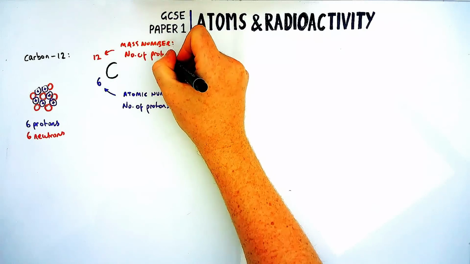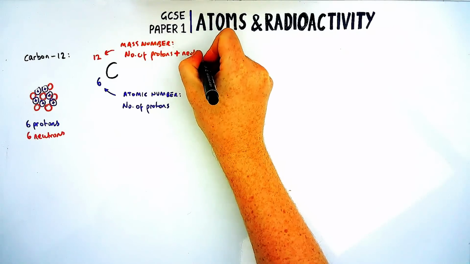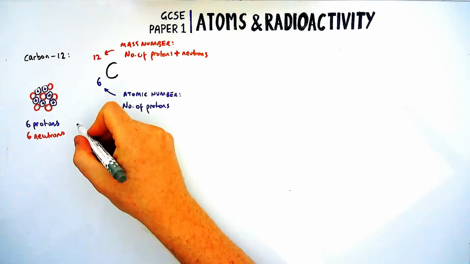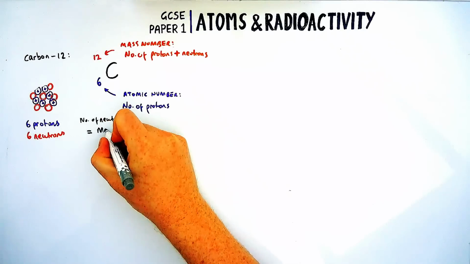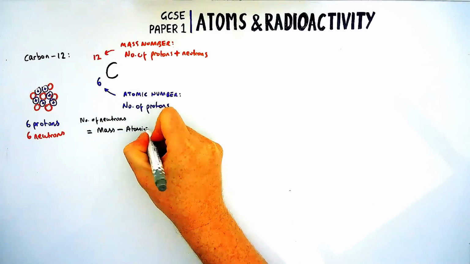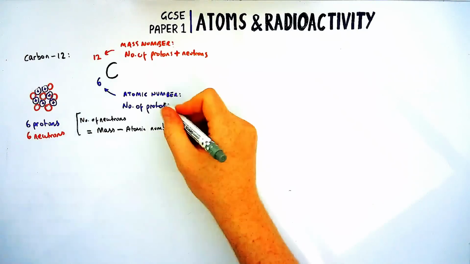The mass number, the bigger number usually at the top of the element symbol, is the number of protons plus the number of neutrons. So in this case, that happens to be 12. To work out the number of neutrons, you do the mass number minus the atomic number.